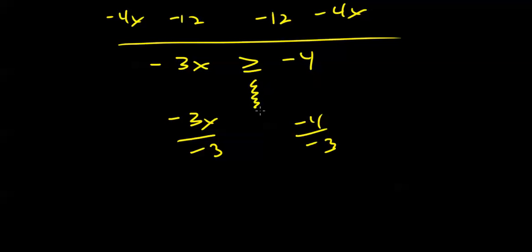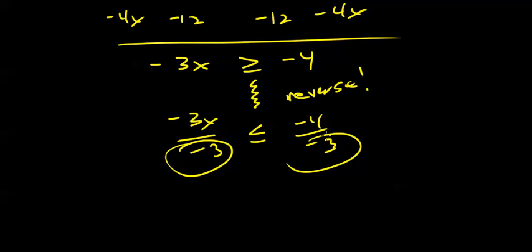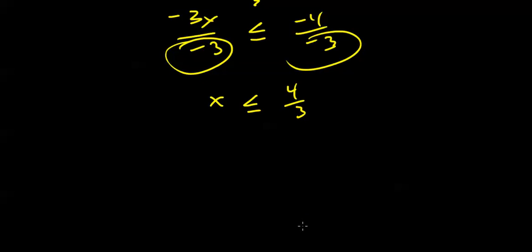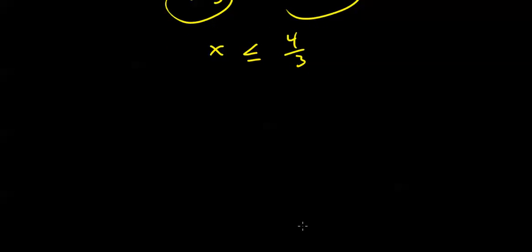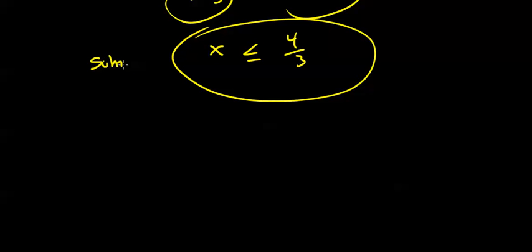And I need to reverse the arrow because I'm dividing by a negative quantity, right? Alright, so I get a simplified statement. X is less than or equal to positive 4/3. Again, negative 4 over negative 3 reduces to positive 4/3. And here is my solution set. All x values less than or equal to 4/3 will solve this inequality.